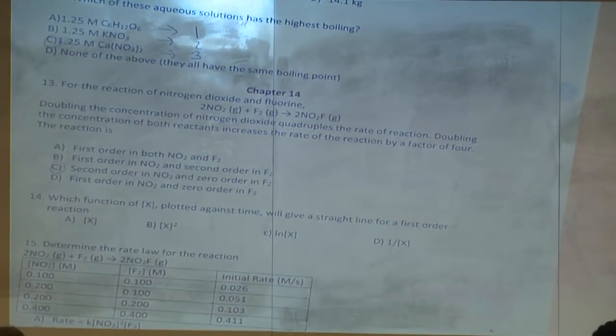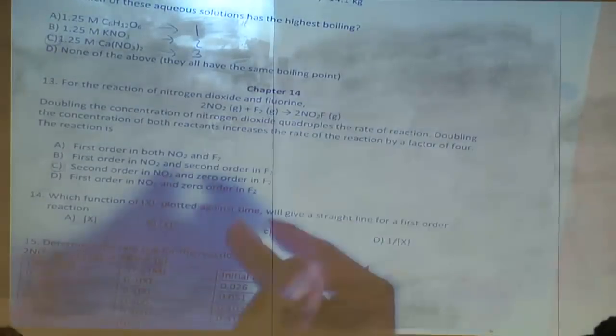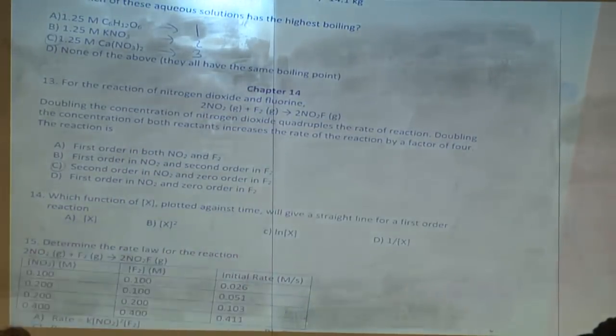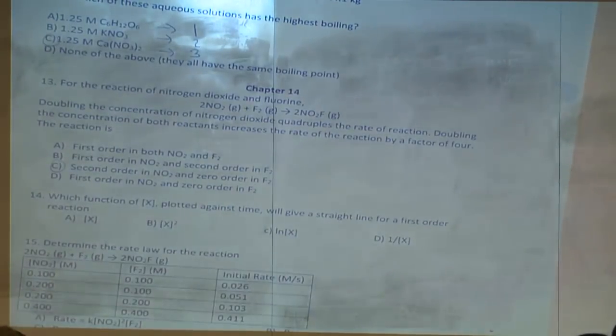Yes? Okay. So for this reaction, we said doubling the concentration of NO2 quadruples the rate of the reaction. So that means second order. And then we double the concentration of both of them, and the rate of the reaction is still quadruple. So that means when we doubled the concentration of F2, that didn't affect the rate of the reaction at all. So that means it must be 0 order.